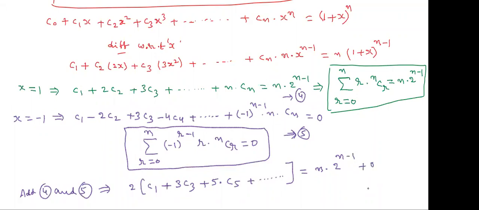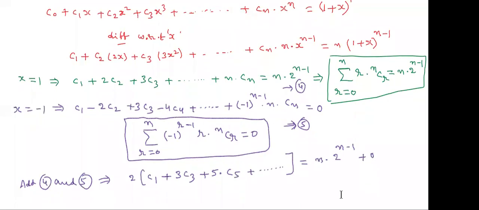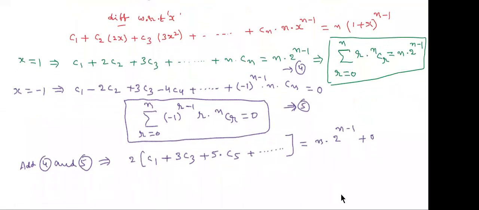Left hand side 2 is there now. 2 sends to the right hand side. Now finally C1 plus 3C3 plus 5C5 plus and so on, that is equal to, so you will get n into 2 power n minus 2. If you are adding both, you are getting the answer like this.